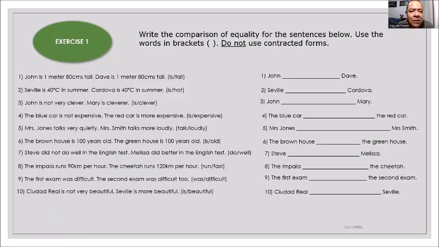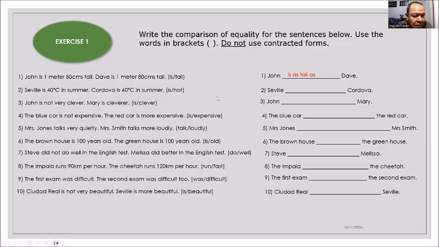In our first exercise, we are going to write the comparison of equality for the sentences below. Use the words in brackets. Do not use contracted forms. Remember, you have only 10 seconds to write the answer. Number 1. John is 1 meter 80 centimeters tall. Dave is 1 meter 80 centimeters tall. John is as tall as Dave.